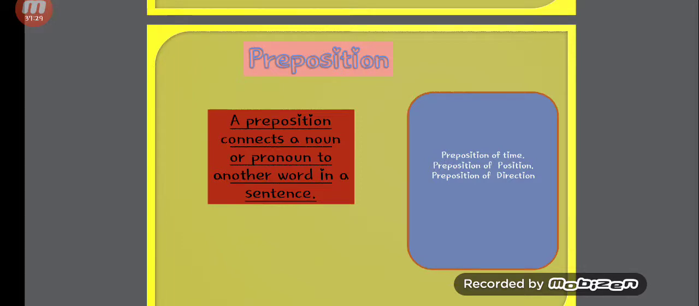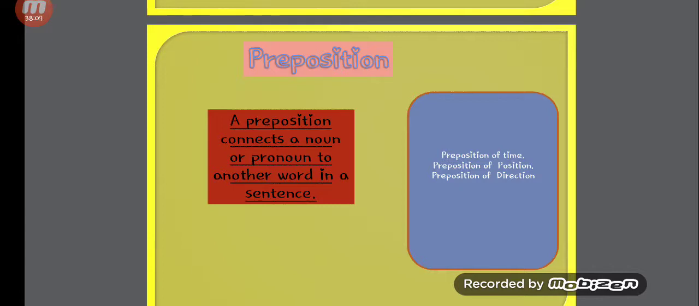Preposition of position means where it is. It refers to the exact position: at, between, or among, above, under, below, over, beneath. These are the examples of preposition of position. The plane is flying above the clouds. Its position is at. It is shady under trees. Where is it? Under the trees, shady.